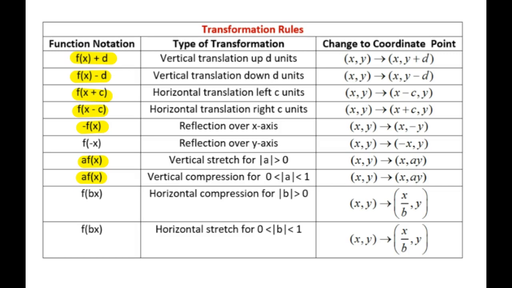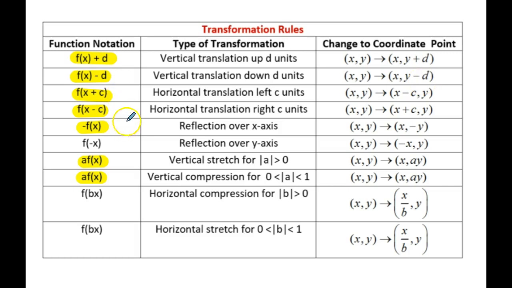Here's a table that organizes many of the different transformation rules that we can go through. The ones highlighted in yellow are going to be the ones we go through in this class. Okay, so the first one referred to vertical translations of the graph. Essentially, we're going to be shifting the graph up or down. So this is only going to affect the y values of all the ordered pairs of our original graph.